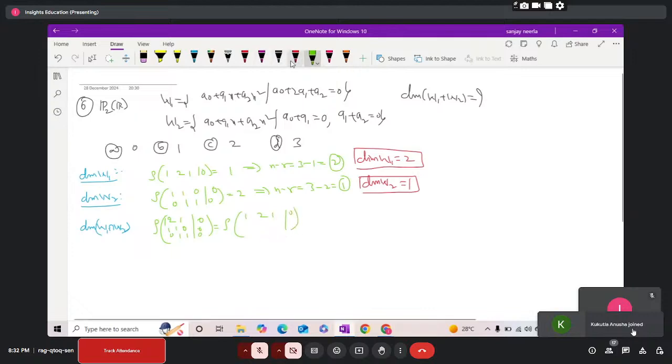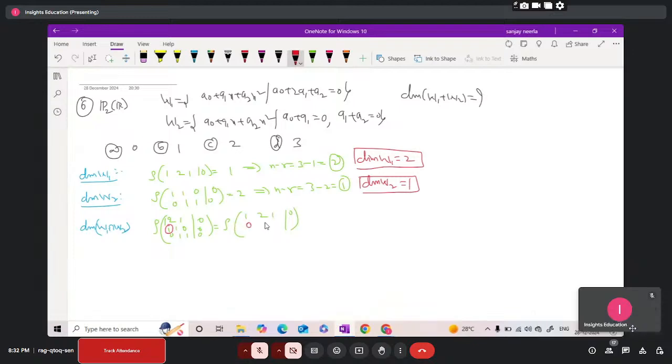2. So we have to convert this part to 0. So R1 minus R2. So 0 1 minus 1 0. So it's 1 1, identical, the same. Obviously you have to take 1 2 1 0 and 0 1 1 0 0 0. Rank is 2. n minus r, 3 minus 2.